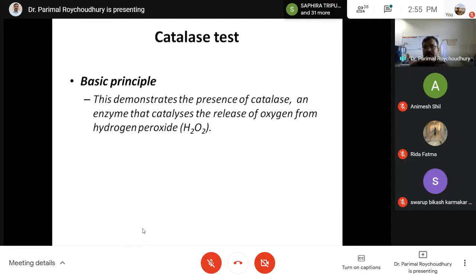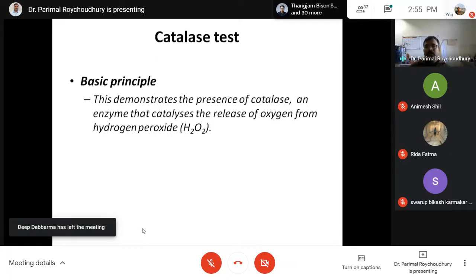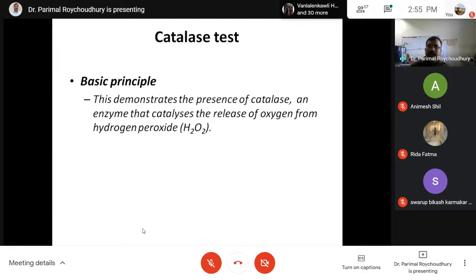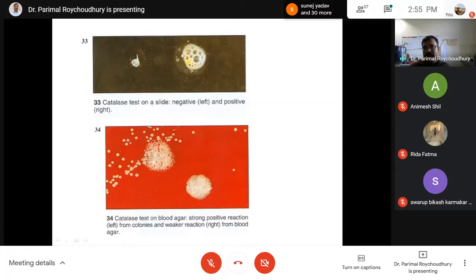So it's a very simple test. Simply, we need to put a few drops of hydrogen peroxide on a glass slide, and we pick up our bacterial colony and mix it with the hydrogen peroxide. You know, this catalase enzyme will immediately break down hydrogen peroxide, and the hydrogen peroxide will convert to water and oxygen. And this oxygen, because of the breakdown of hydrogen peroxide, comes out from the water phase very rapidly, and you can see a formation of froth like this. This is what we describe as effervescence formation.